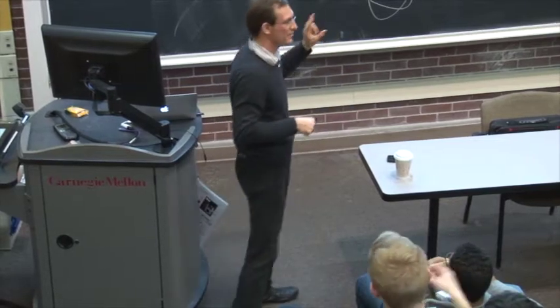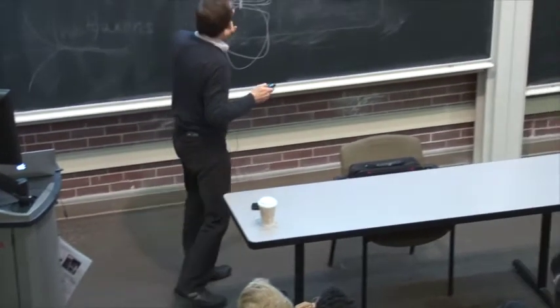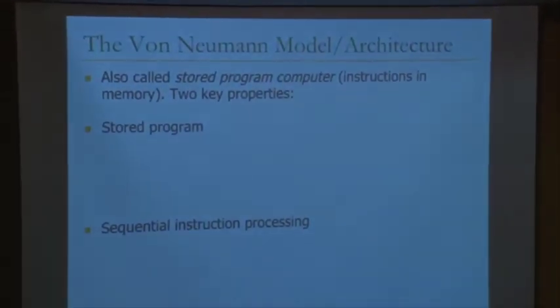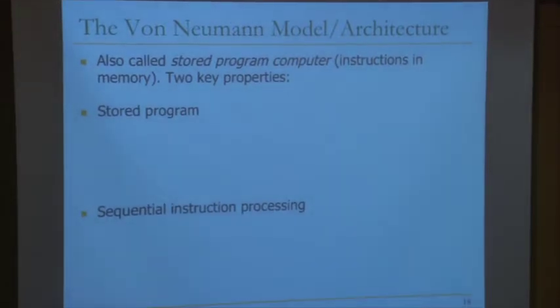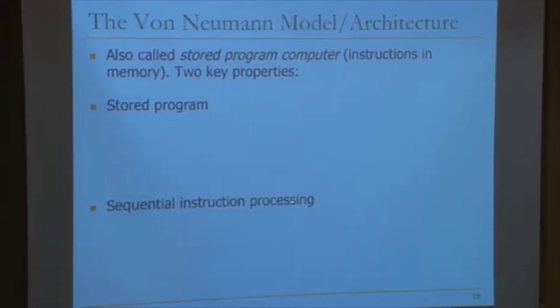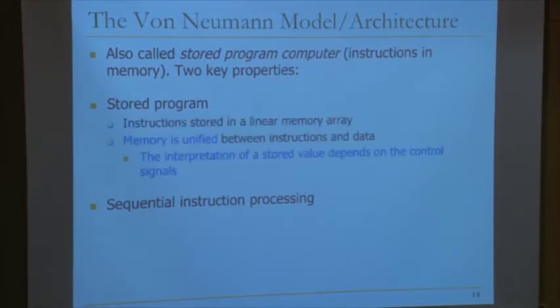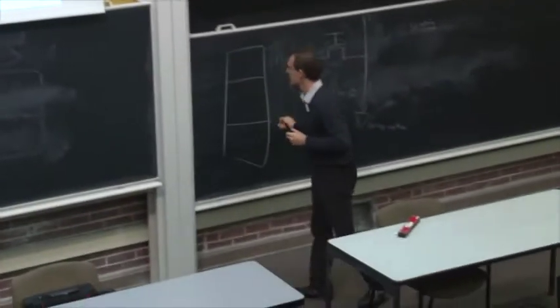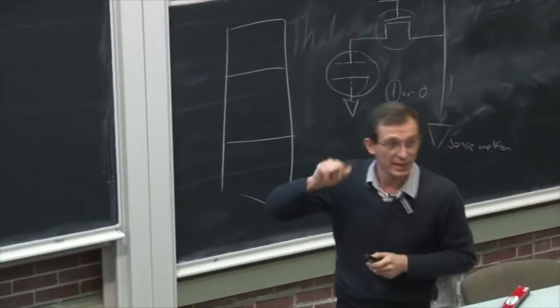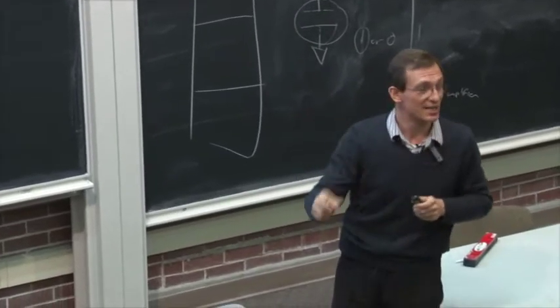There are two key properties of this model. One is stored program, as I said over here. But stored program actually has not been the most dominant property of this. The most dominant property has been the sequential instruction processing. But let's cover the stored program first. Basically, you have a linear array of memory, and your instructions are stored in this memory. That's the idea. And memory in this model is unified between instructions and data.